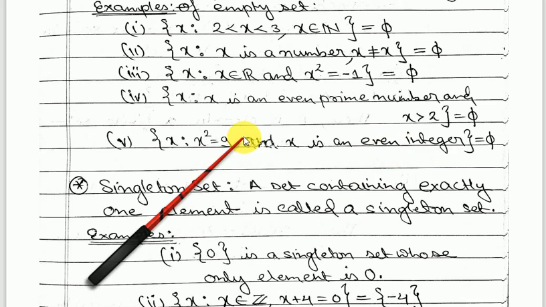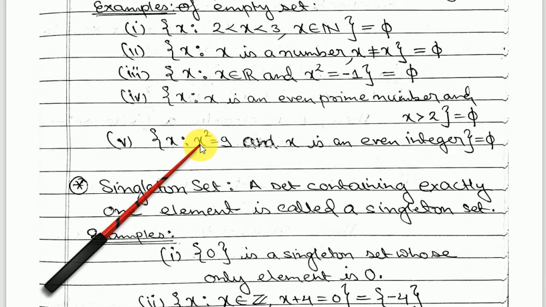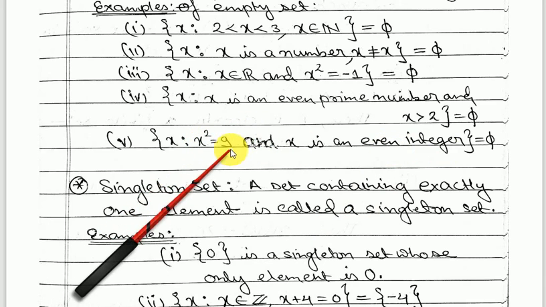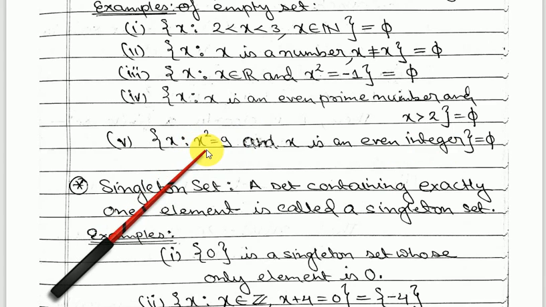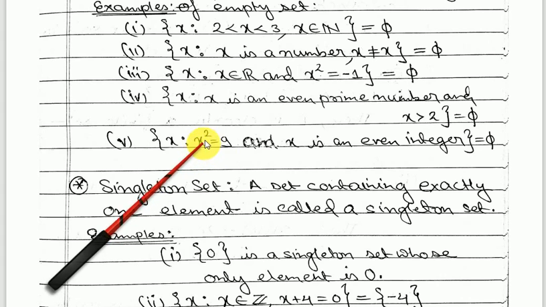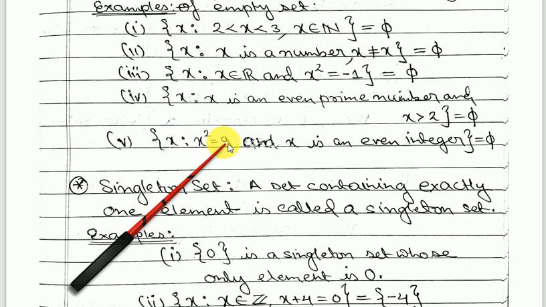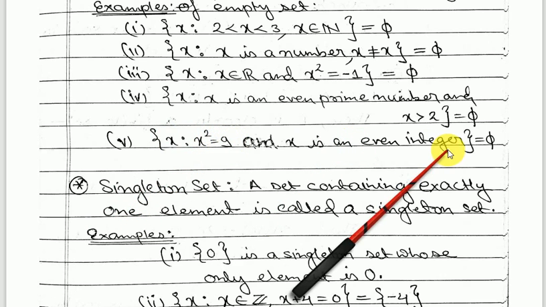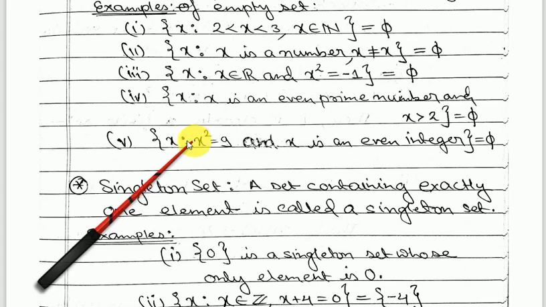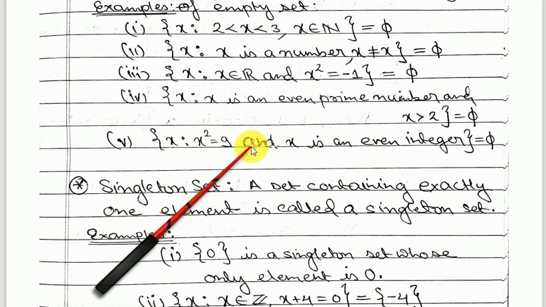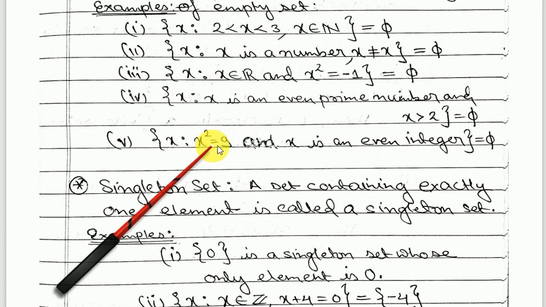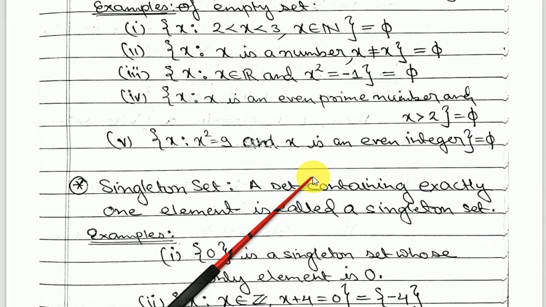Okay, so here we know that x square is 9. That means either x is 3 or minus 3. But 3 and minus 3 are not even. Yes, but here it is saying x such that x square is 9 and x should be an even integer. So it is not possible. We will not get any such integer which will be even and whose square will be 9. So this is an empty set.